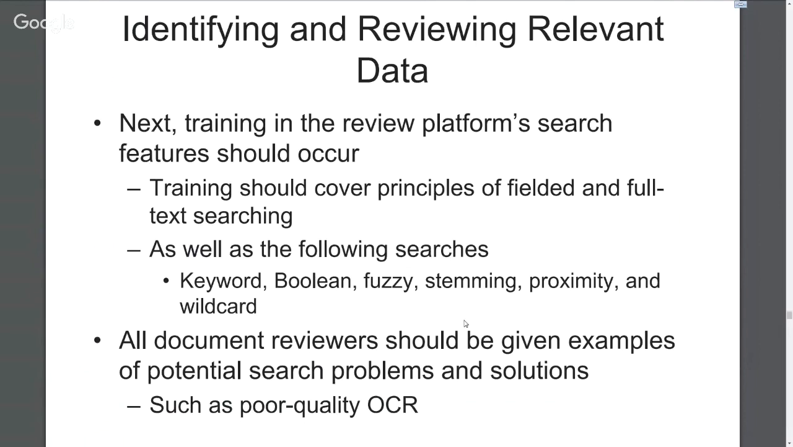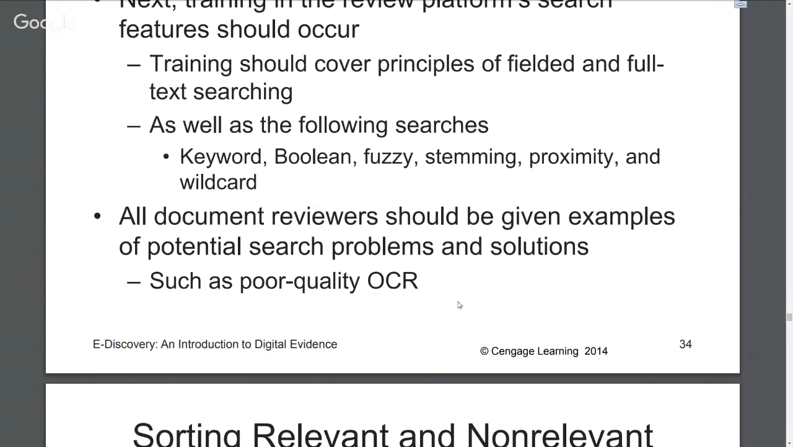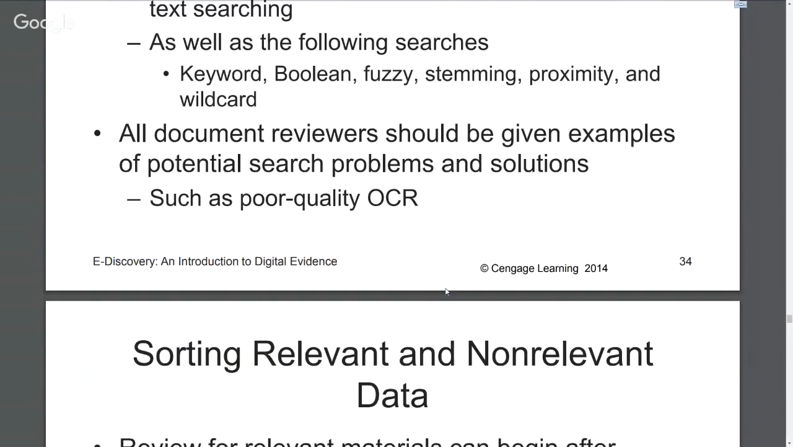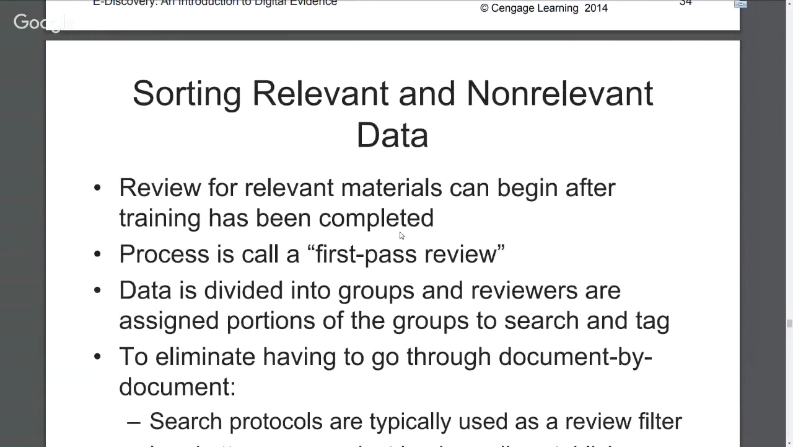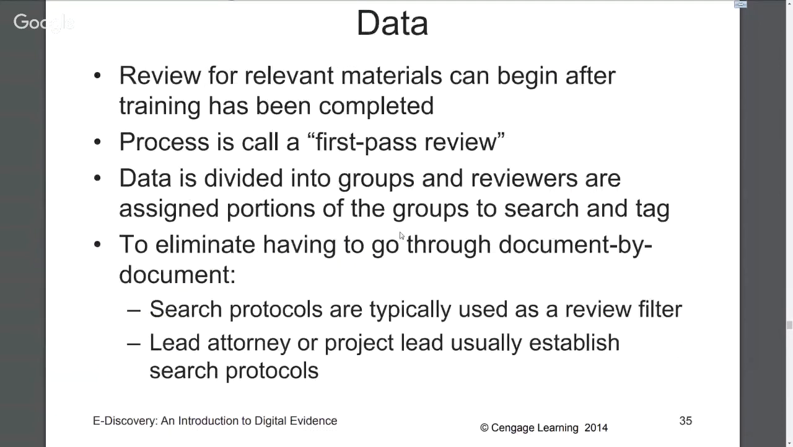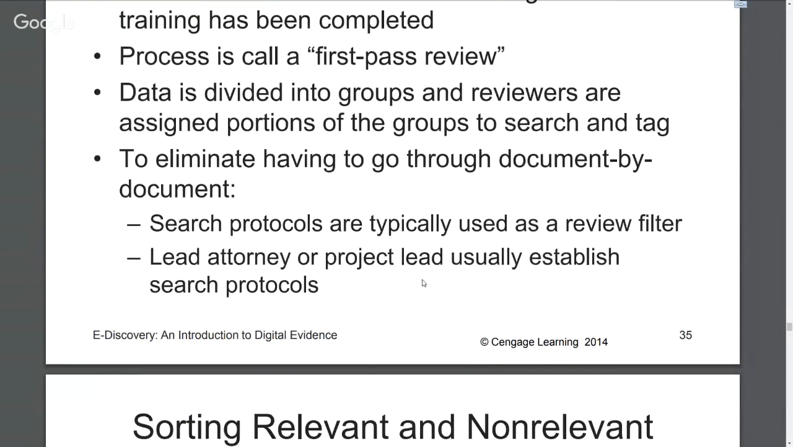Training should cover principles of fielded and full text searching, as well as buzzwords, keywords, Boolean logic, fuzzy stemming, proximity, and wildcard searching terms. Document reviewers should be given examples of potential search problems and solutions, such as poor quality OCR, or some sort of walkthrough on how to correct those issues. Reviewing that data can begin as training. Call it a first pass review. The data is divided into groups, and those groups then go through search and tag. The purpose is to eliminate having to go through document by document. The search protocols are used as a review filter, with a lead attorney or project lead establishing those protocols.